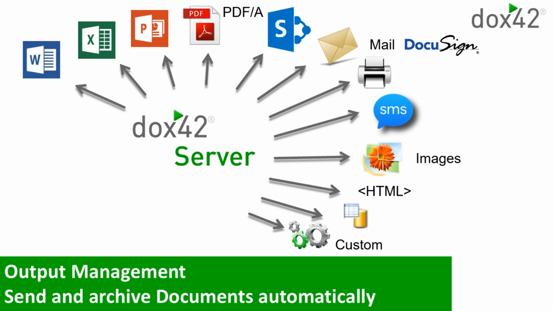And of course, when you generate a document, you want to do something with it. So that calls for output management. Docs 42 server allows for delivering these documents in the Office formats, as a PDF, PDFA as well, storing documents to SharePoint. We will see that today while setting the metadata, creating emails and sending these emails, and you can print it and even send SMS and so on. So much more, and you can combine these output options. We will see that today.